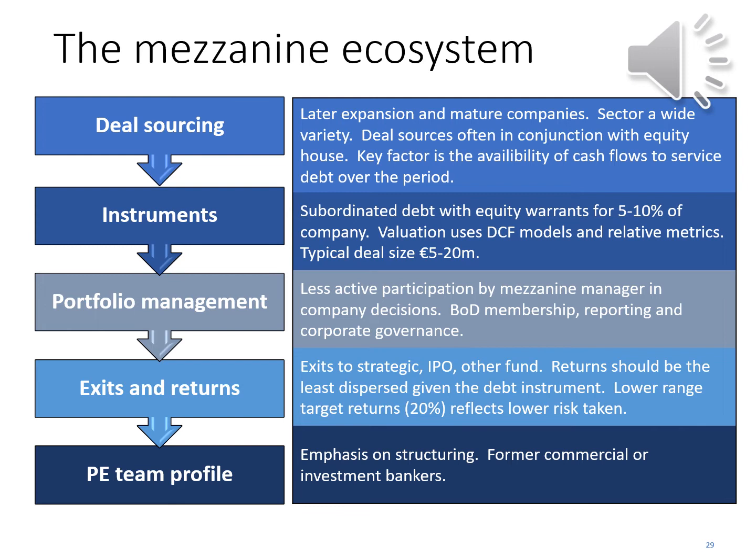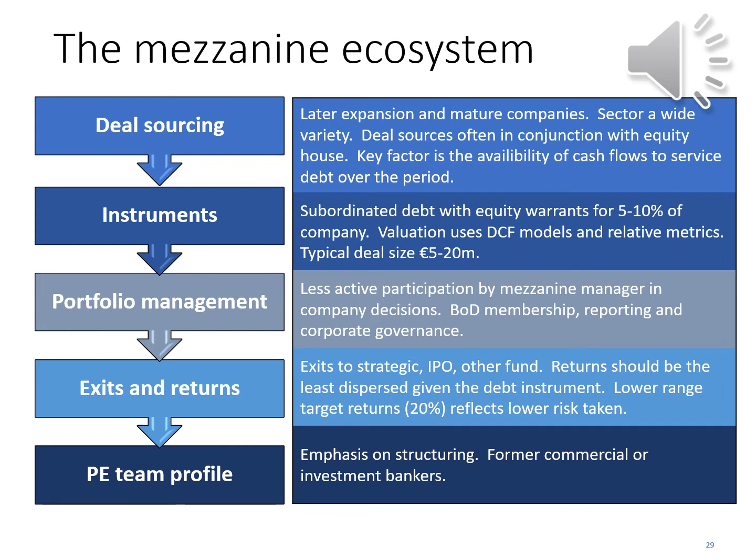Finally, the mezzanine ecosystem. Well, we're talking about companies which are later in their expansion or mature companies. It will share with expansion a wide variety of potential sectors. Often the mezzanine manager will work with an equity house, perhaps piggybacking their work. And the key factor the mezzanine manager looks for is where the company has enough cash flows to service the debt in some fashion with some flexibility. The type of financial instrument used is now subordinated debt with some call options or equity warrants for a small percentage of the company.